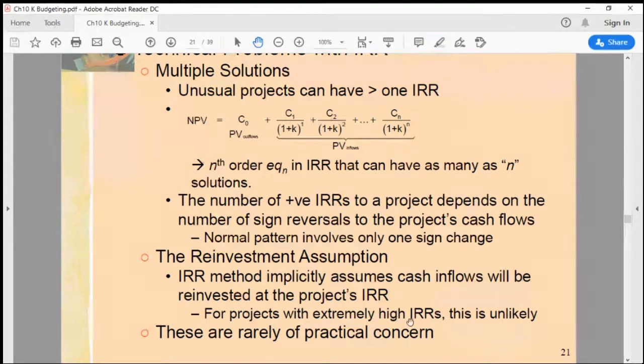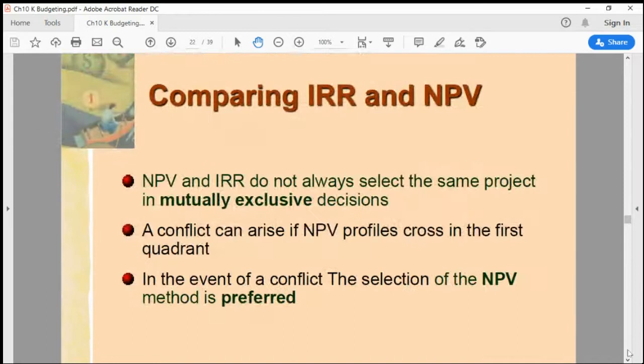For projects with extremely high internal rates of return, this is unlikely because, why? There is a simple explanation in microeconomics: diminishing returns to scale, right? You cannot grow at an extremely high rate forever. But these are rarely of practical concern.